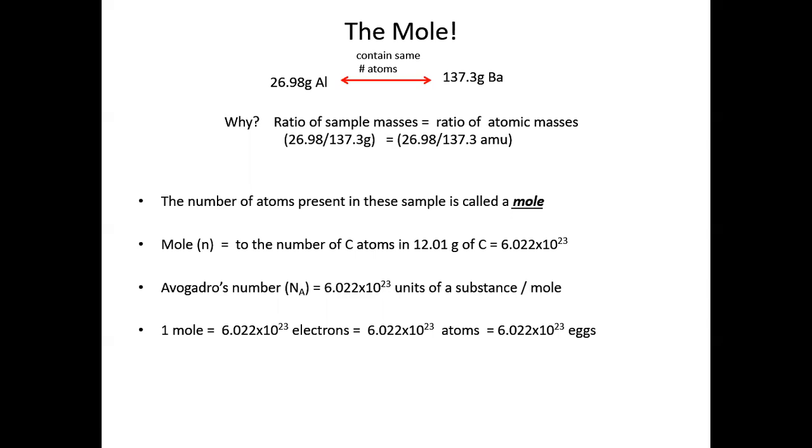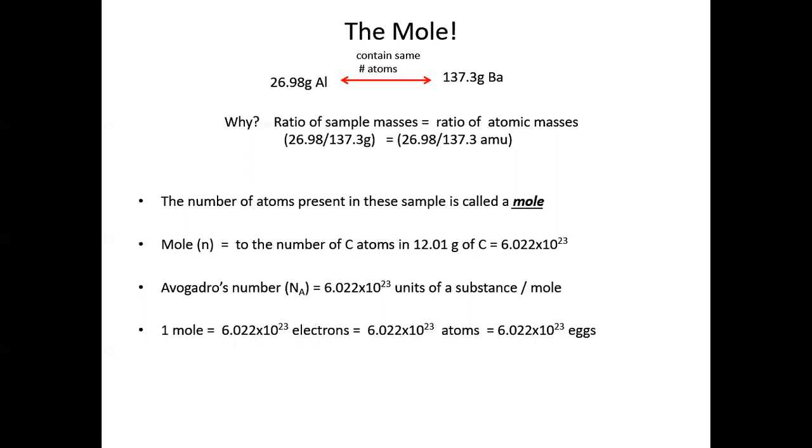And so what was determined is that if you have 26.98 grams of aluminum or 137.3 grams of barium, they both contain the same number of atoms. The ratio of the sample masses equals the ratio of the atomic masses. And so, since they contain the same number of atoms, the number of atoms present in this sample is referred to as a mole. So whether you have 26.98 grams of aluminum or 137.3 grams of barium, they contain the same number of atoms, which this same number we define as a mole.